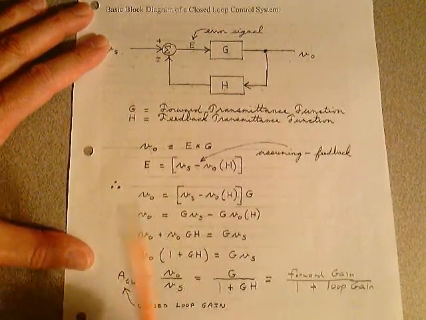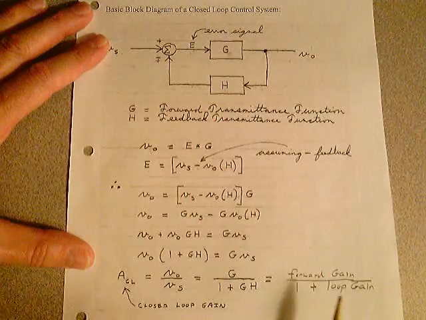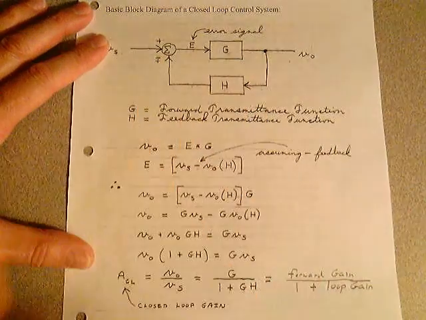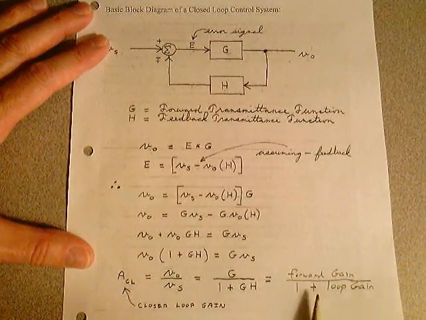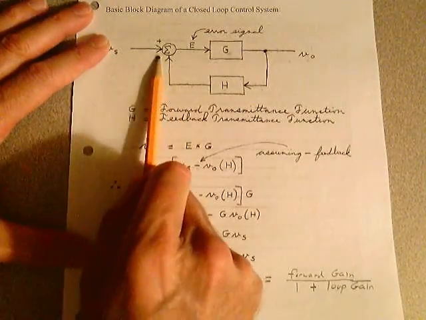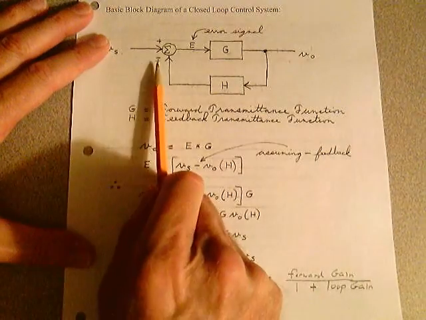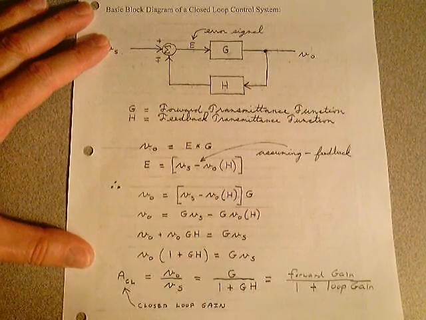The loop gain is this. You start here and just go around the loop: G times H. So the closed loop gain is equal to the forward gain, G, divided by 1 plus the loop gain. Now, if it's negative feedback, you get a plus sign there. If it's positive feedback, you get a negative sign there. That's how the algebra works out.